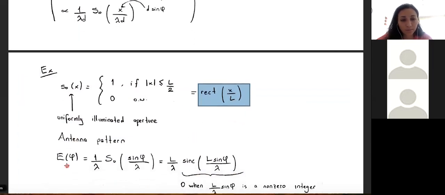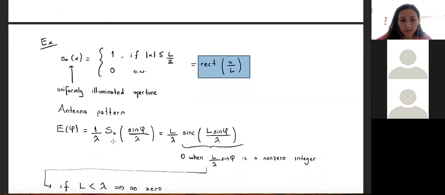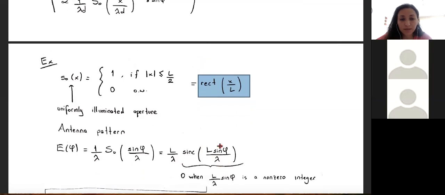Now, if we want to find the antenna pattern, we need to evaluate this function: E of phi is 1 over lambda times the Fourier transform of S0, evaluated at sine phi over lambda. The Fourier transform of this term is L times sinc of L times fx. Instead of fx, we're going to write sine phi over lambda. And if you include this scaling factor, we're going to get this term. So the antenna pattern is L over lambda times sinc of L sine phi divided by lambda. That's the antenna pattern with respect to this angle phi.